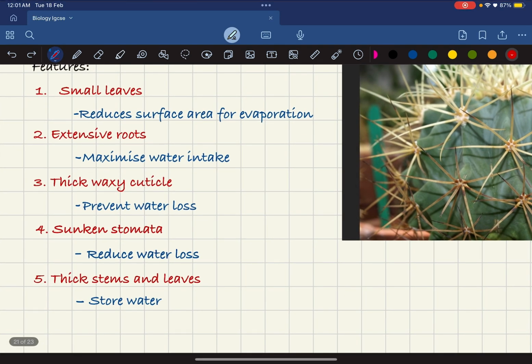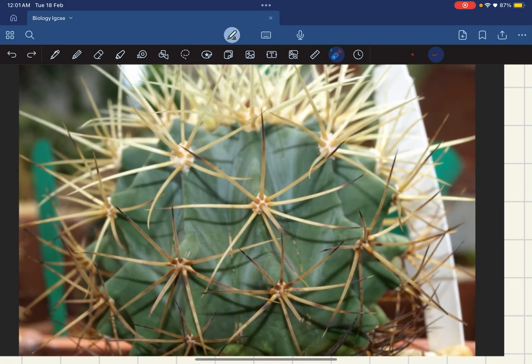Okay, and then next is that they have a thick waxy cuticle, to prevent water loss. As you can see over here, you can already tell by how it looks. They look very hard, and if you've ever touched a cactus before, you can see that they're very thick. They're very tough. You can't really bend them much. It's because they have a thick waxy cuticle, which prevents water loss.